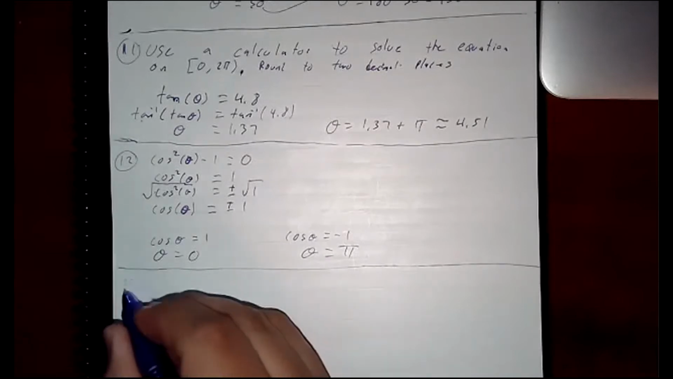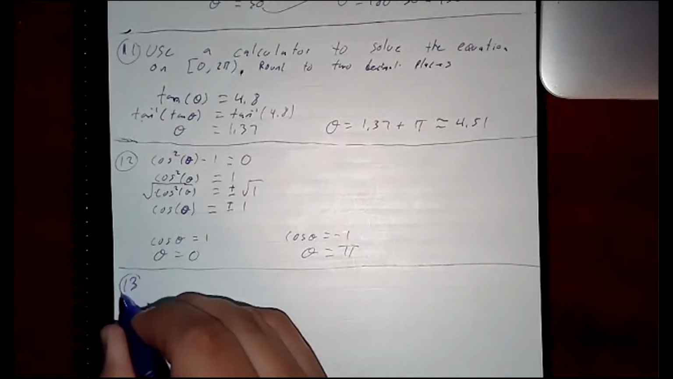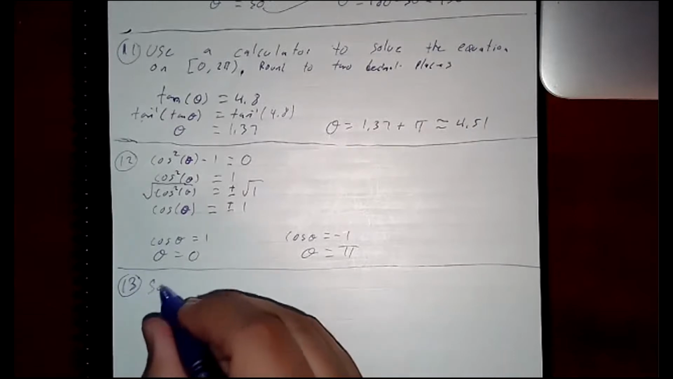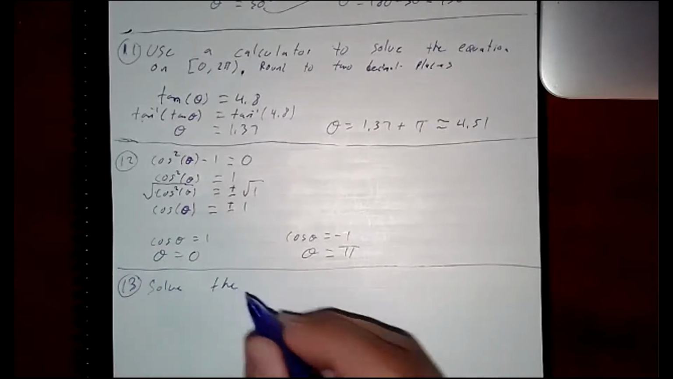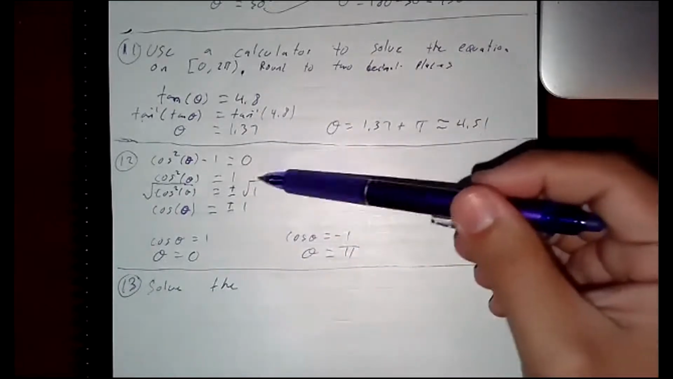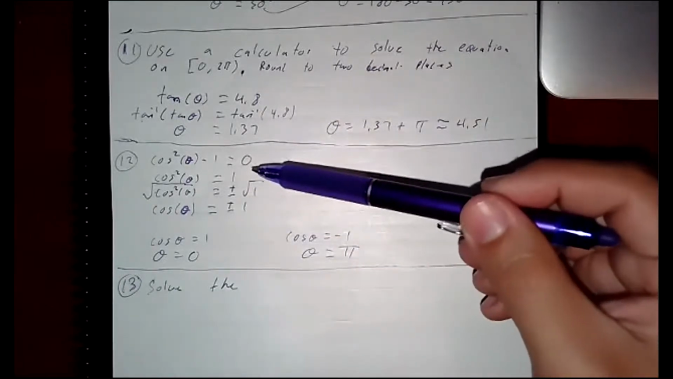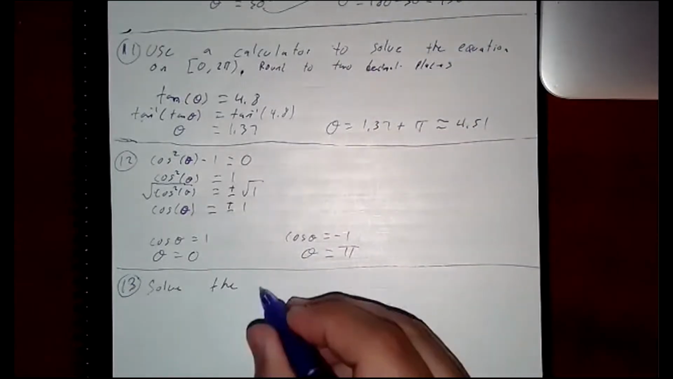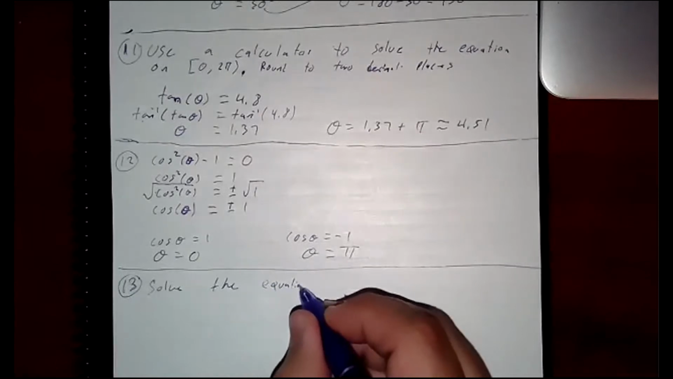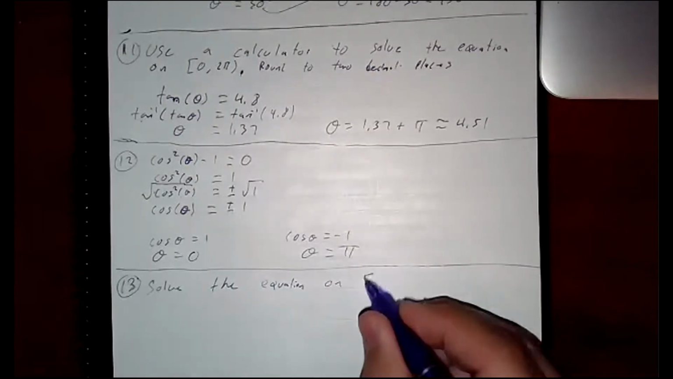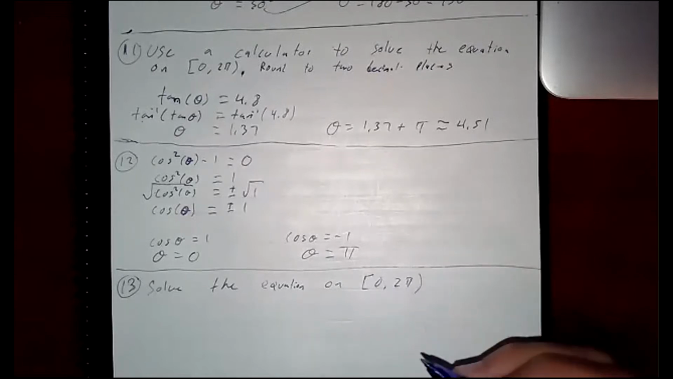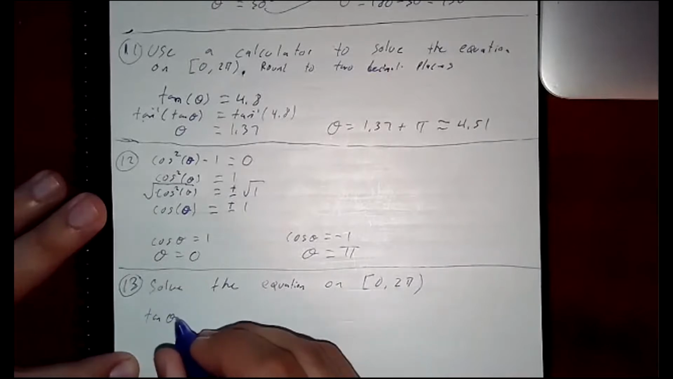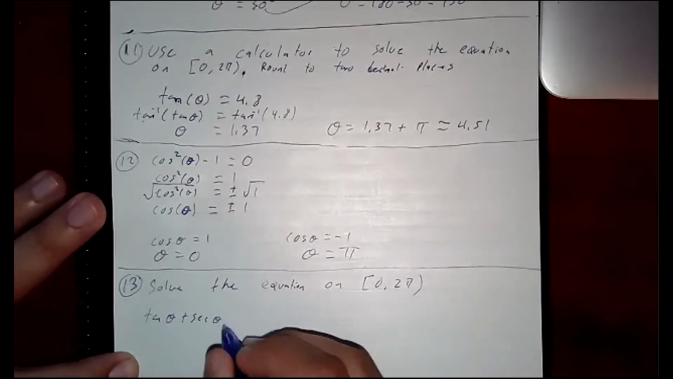The next one is the weird one I was thinking about earlier. Solve. They have all been pretty much, well, sorry, 10 and 12 are solved. I just didn't write it on 12. Solve the equation on 0 to 2 pi. So tangent of theta plus secant of theta is equal to 1.